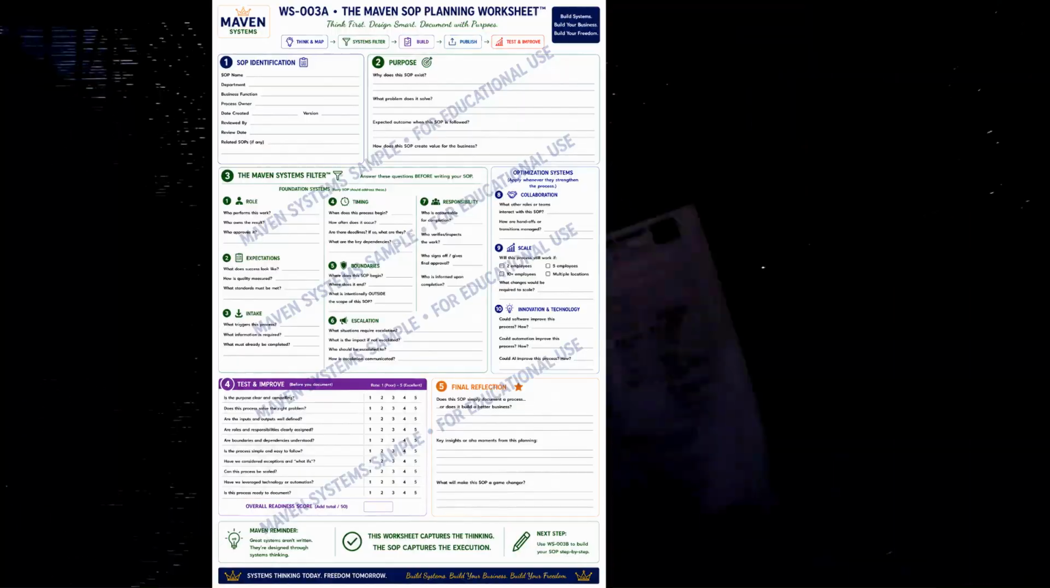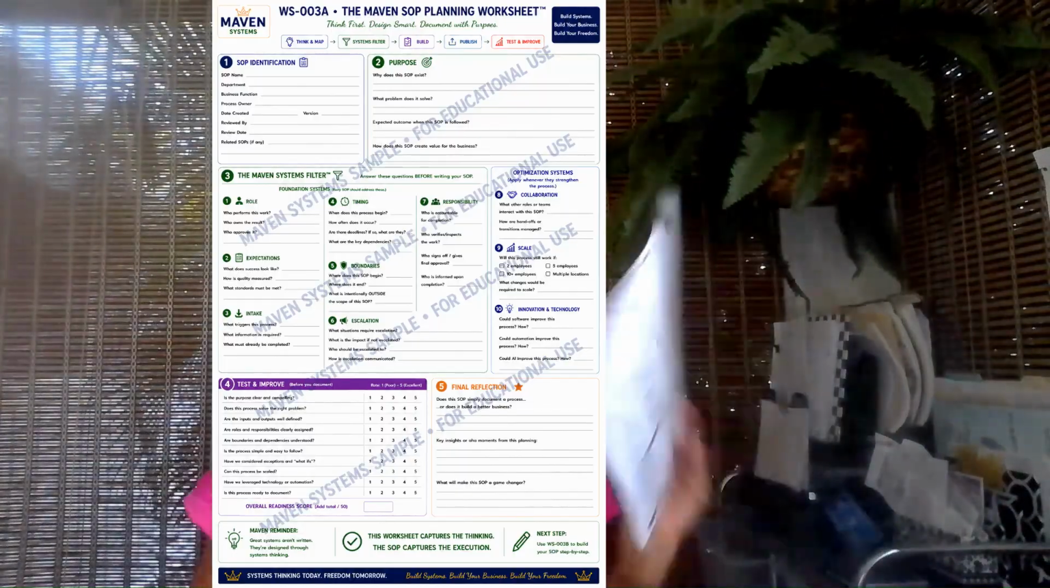Today we're going to walk through building an SOP for accounts payable for a client, okay? So we have a fictitious scenario and we have our handy worksheet number 3A, and we're going to walk you through each Maven Systems Station to build the SOP using this worksheet.